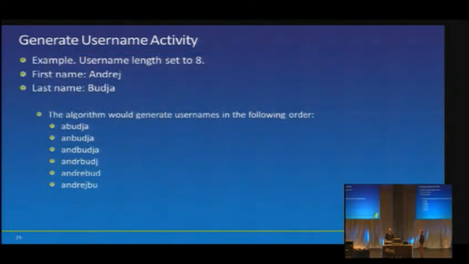And the example is this. The Microsoft consultant is a gentleman from Poland called Andrea. So if Andrea was being entered into the system, the first choice would be the first letter of his first name, A, and then his last name, Budja. If that is already in the database, then it will use the first 2 letters of his first name. If that is not unique, it'll go to the first 3 letters, the first 4 letters, and it'll keep going until it develops a unique username.